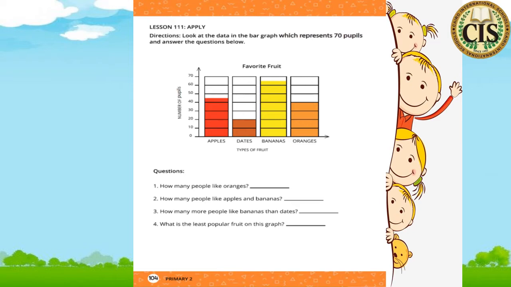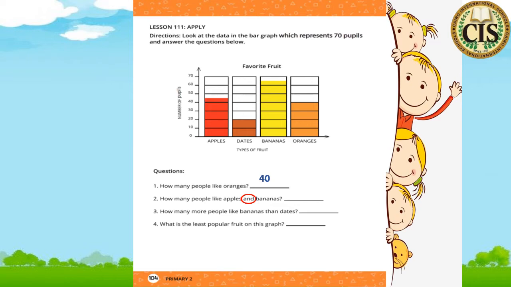Okay? Now, the first question, how many people like oranges? The oranges bar has 40 pupils, okay? So the result is 40. The next one, how many people like apples and bananas? Here we have the keyword and, some and all together, total. It's an addition keyword, okay?